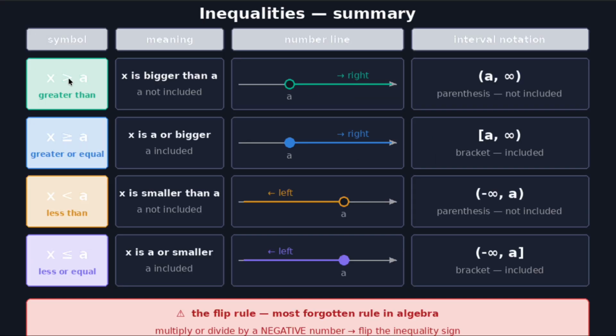When we have x greater than a, we go towards the right and a is not included. And when we have x greater than or equal to a, we still go towards the right, but now a is included. When x is less than a, now we go towards the left and a is not included. And when x is less than or equal to a, we still go towards the left, but now a is included. The most important rule to remember for inequality is when you multiply or divide by a negative number, always remember to flip the inequality sign.